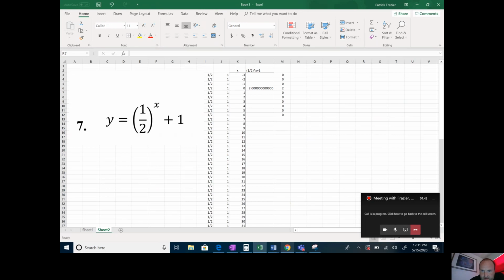Okay, I'm trying to get my Surface Pen to cooperate with us. If we have 1/2 to the 0 power plus 1, and we know that 1/2 to the 0 power just equals 1, then that is equal to 1 plus 1, which would equal 2. And that's what I have here on my spreadsheet.